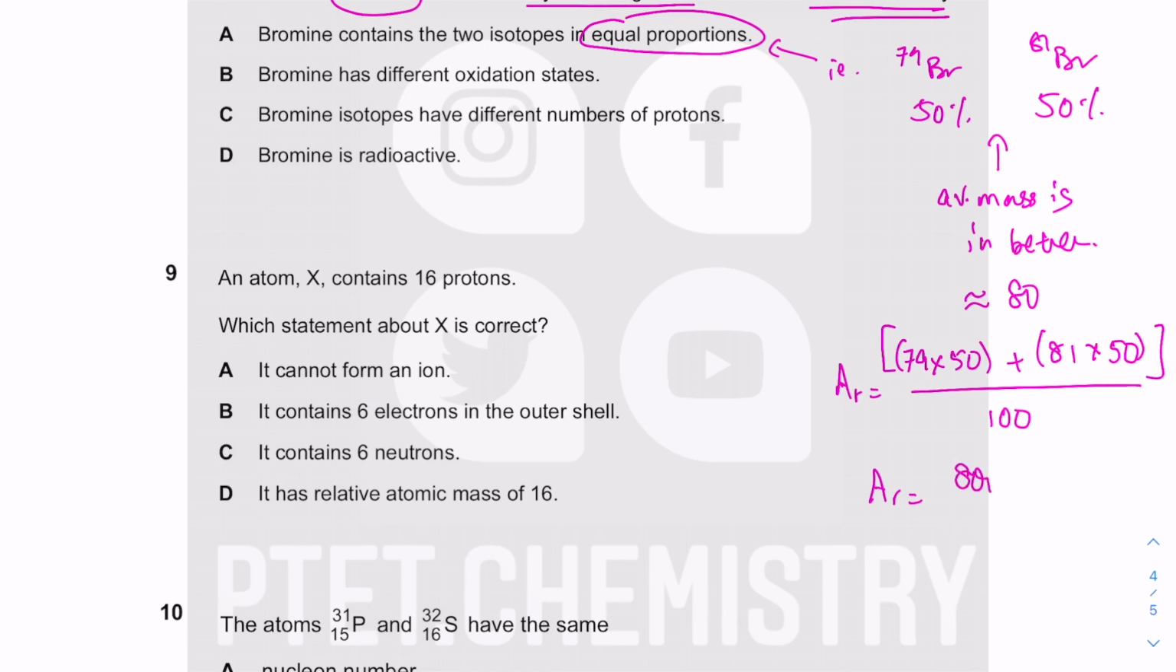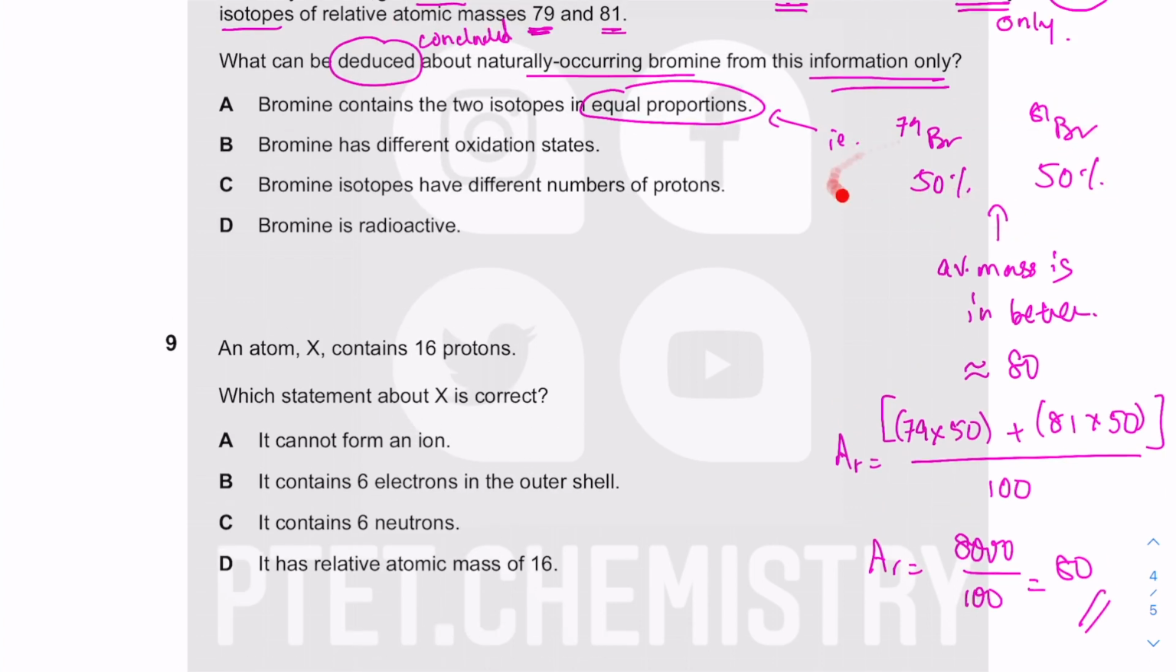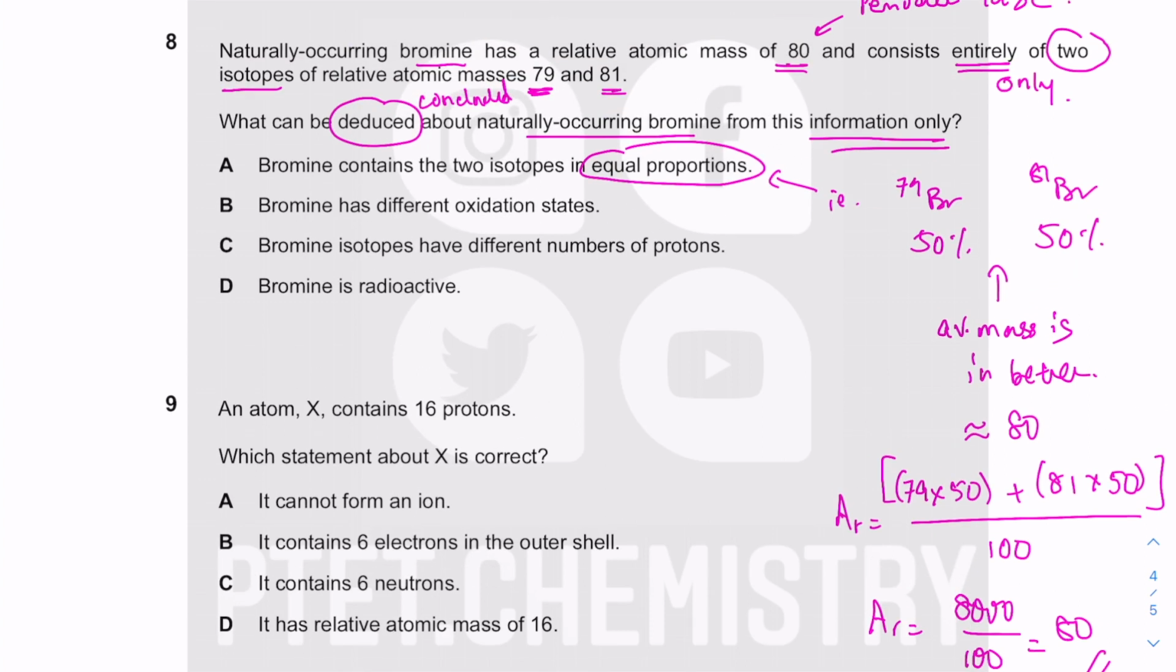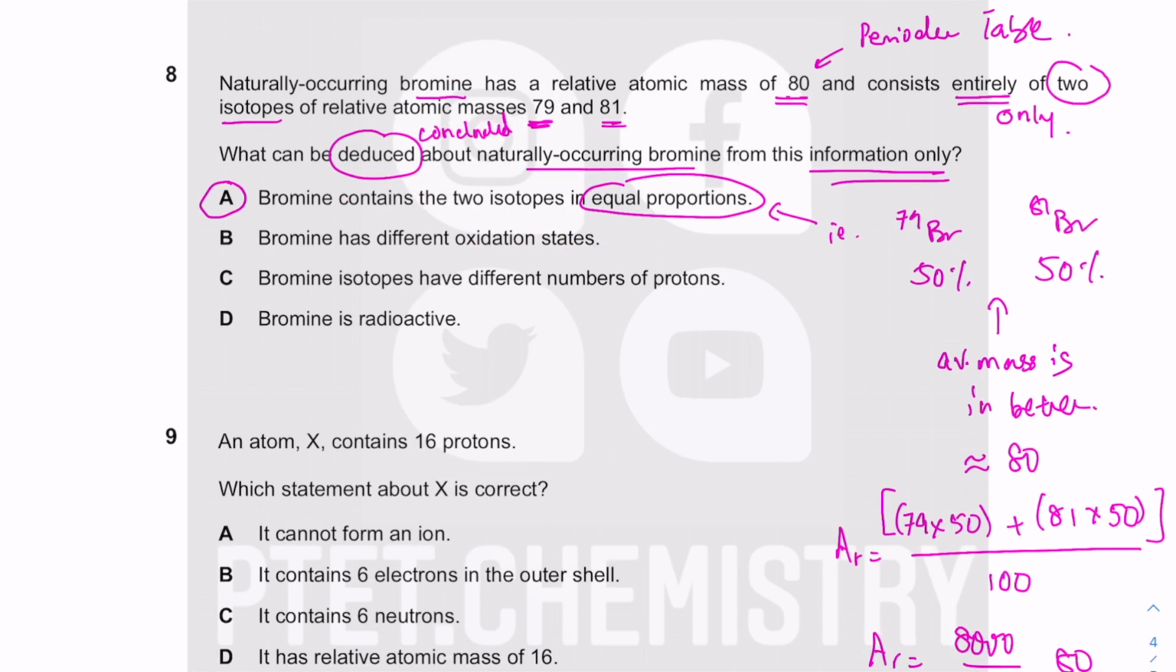So this is 8,000 divided by 100, because 100 is the sum of the 50% and 50%, and that gives me the relative atomic mass, which is the average mass of the isotope relative to 1/12 the mass of an atom of carbon-12. So option A is the best deduction that you can make. Oxidation state doesn't really make sense because these are elements. You will learn more about oxidation number later on in a later topic.